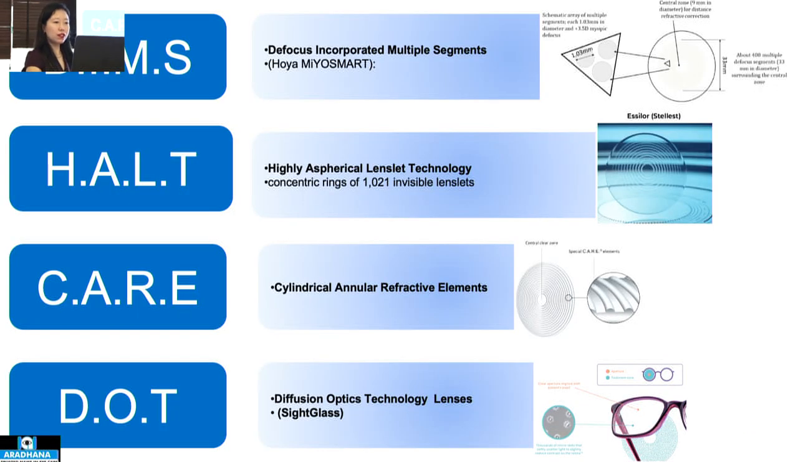So different technologies are there depending on different companies. We have Beams, Halt, Care, and Dot. And basically, whatever the company or the technology is, the principle remains the same. The central portion will be a clear area ranging from 5 mm to 9 mm, while in the peripheral areas plus lenses will be added. This will give a slight myopic defocus.